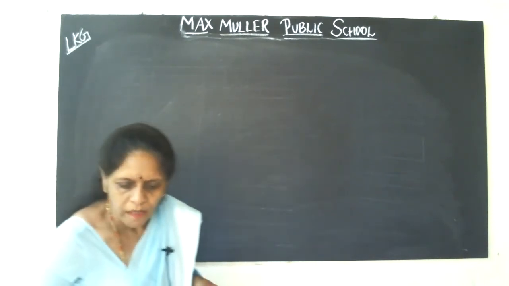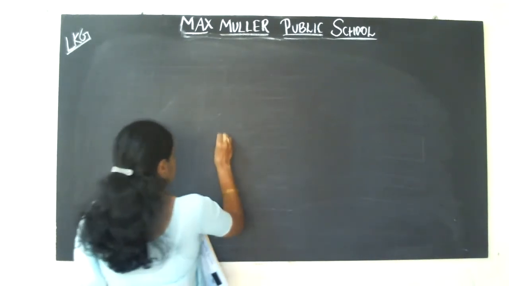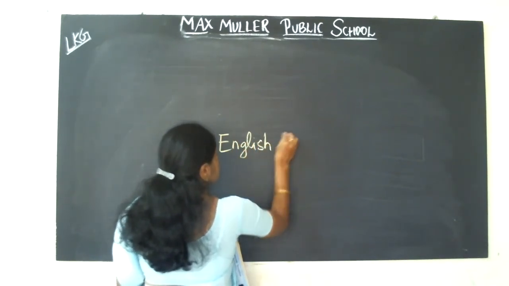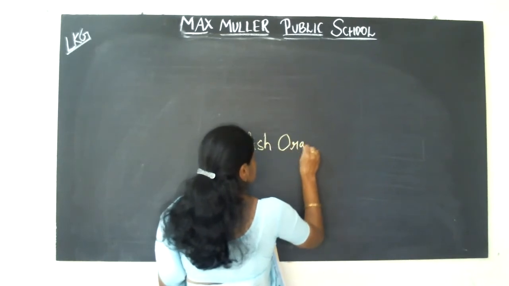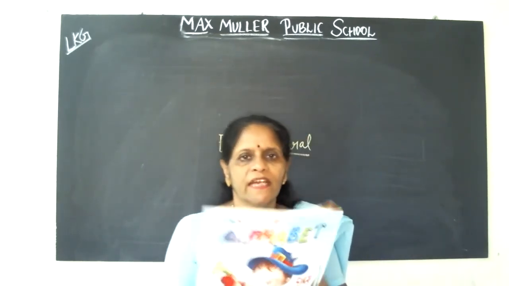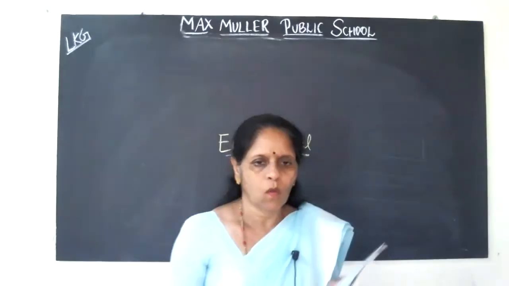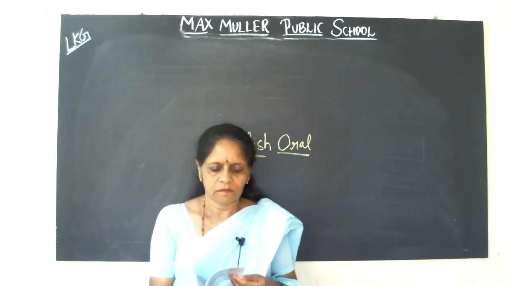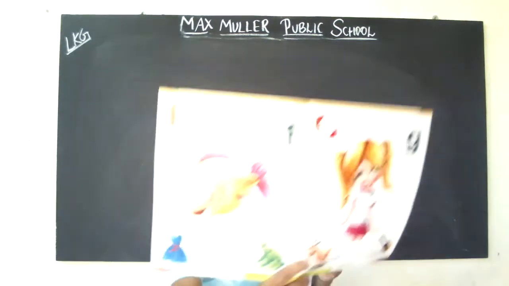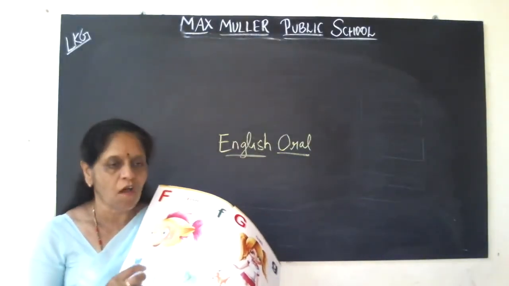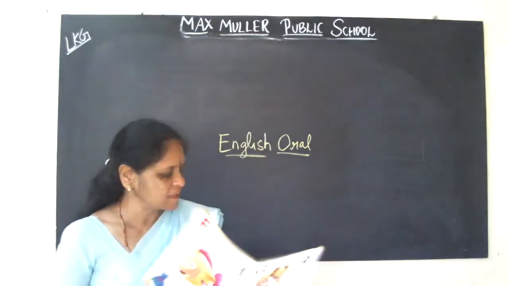Next, you're going to learn English oral. Okay, take out this English oral alphabet book. Can you see this book? Yes. Now open to capital F, small f. Can you see this? Yes. F for fish. F for frog. Next, G.